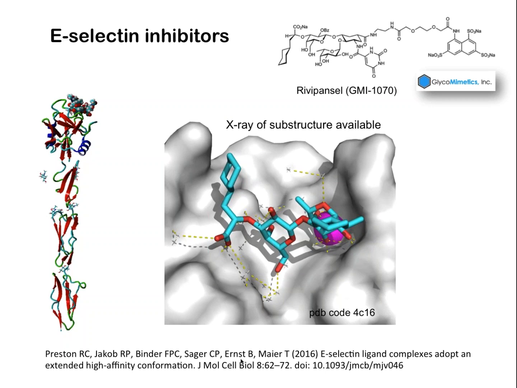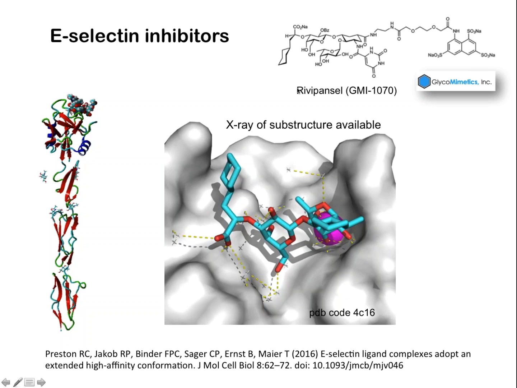Here is the structure of GMI 1070. As you can see, this molecule is no longer really like the Relenza case, where you have one carbohydrate ring decorated with some substituents that increase the affinity. Here we have quite a number of ring systems, and three of them are still kind of carbohydrate mimicking, and then there are other functional groups, and here's some long linker.